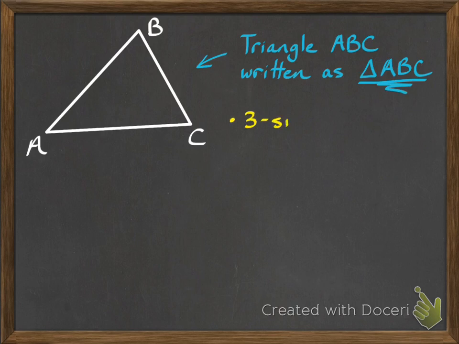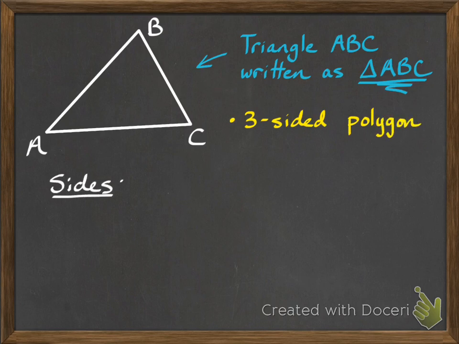Now we know triangles are three-sided polygons, so they have to be enclosed figures. That's what makes them a polygon. All triangles only have three sides. Now here are the different parts of the triangle. Triangles all have sides. Those sides are segments. So we have three segments here that make up the triangle: segment AB, segment BC, and segment AC.